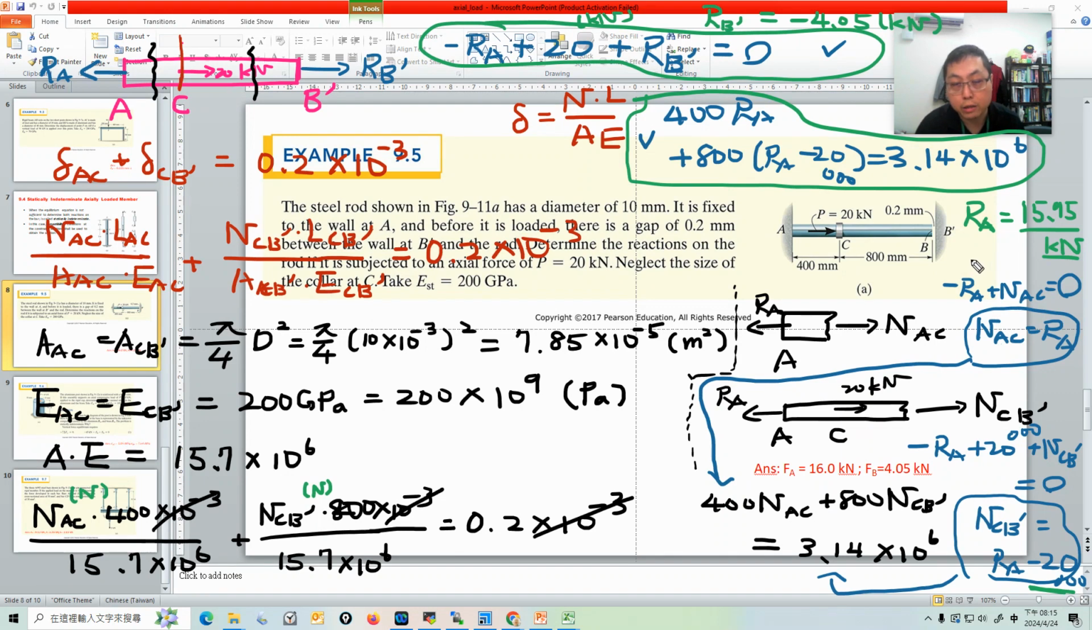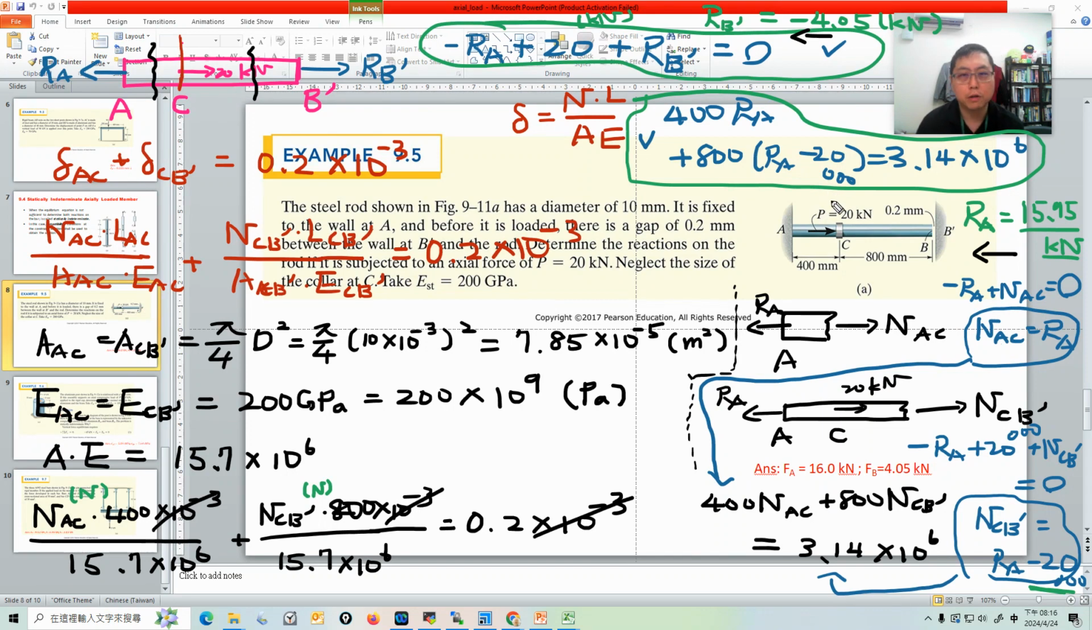The RA is positive, and initially we assumed RA is pointing to the left, so that means it's really pointing to the left. Initially we assumed RB prime is pointing to the right, but we get a negative answer, which means RB prime points to the left. So these two forces both point to the left. It's the same as the textbook's answers.